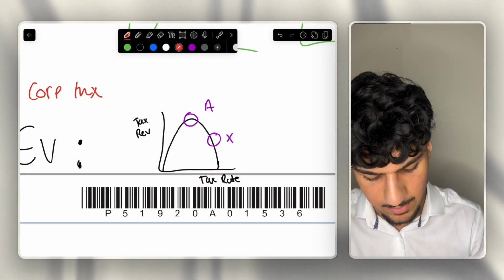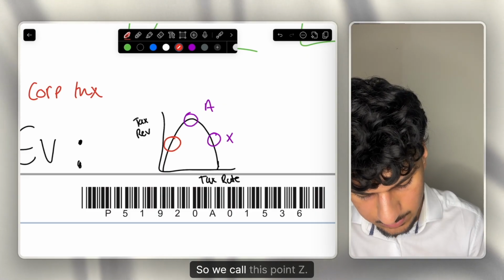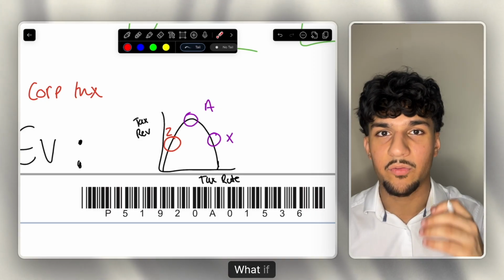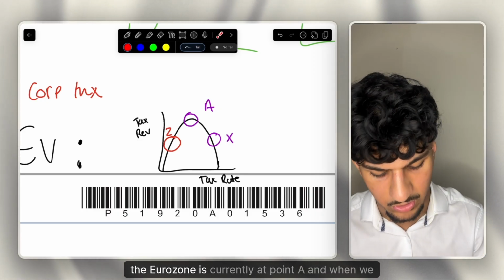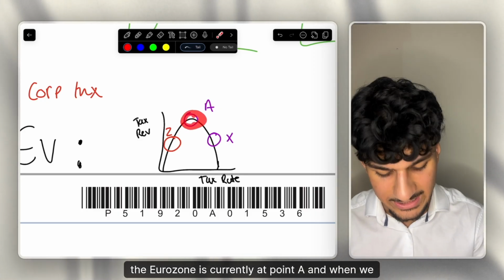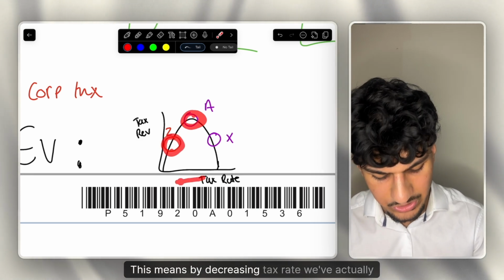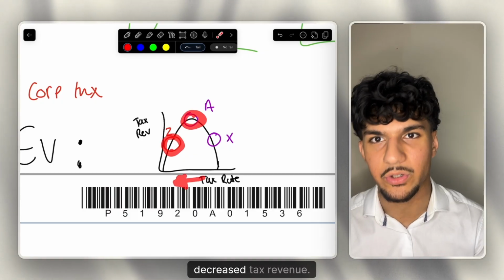However, let's throw a spanner in the works. So we've called this point Z. What if we decrease tax rate? What if the Eurozone is currently at point A, and when we decrease tax rate, we go down to point Z? This means by decreasing tax rate, we've actually decreased tax revenue.